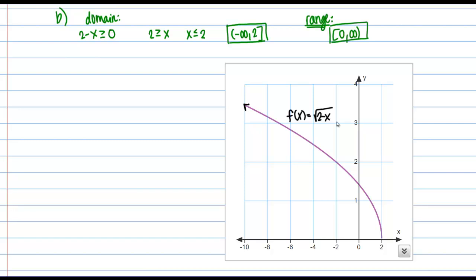So here's my graph of the square root of 2 minus x. We said the domain was negative infinity to 2, and that looks like it agrees, right? The domain are my x values here. I am extending all the way to the left, but I've got this right bound of 2. And then my range from 0 to infinity. Right? Y values start at 0 and then extend upward to infinity.